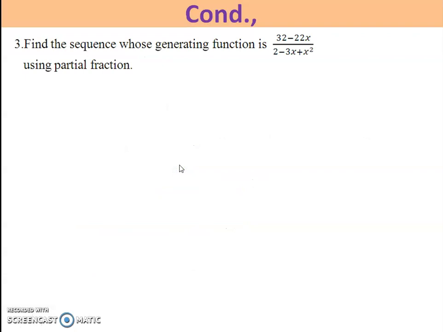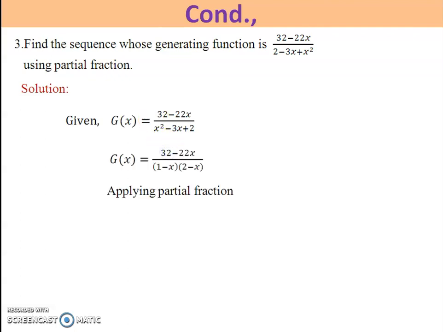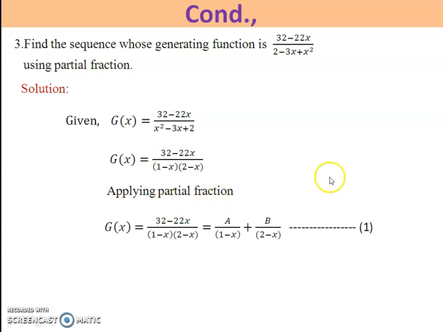Find the sequence whose generating function is given. Using partial fraction we are going to find the sequence. Okay, so first write the generating function, write in factor form, apply partial fraction. We can write like this. So in first term we have 1 minus 6x, in second term we have 2 minus x. Take 2 away here. Oh sorry, first find the values of a and b here.